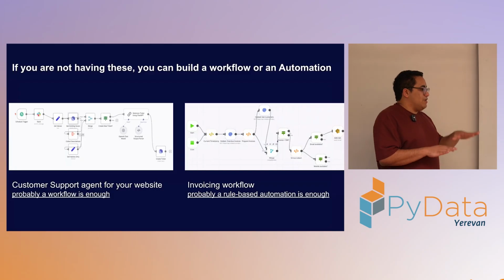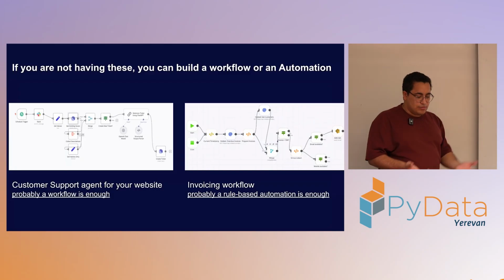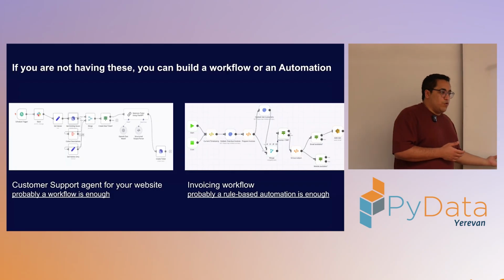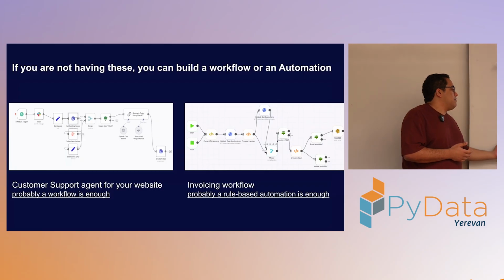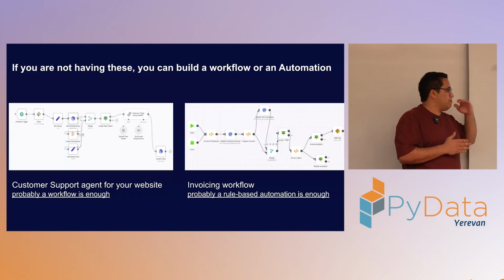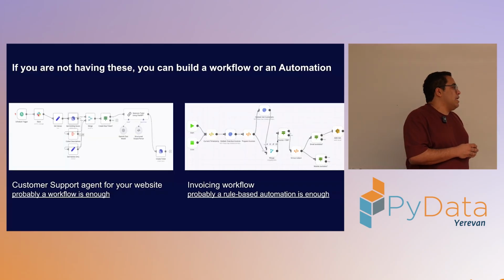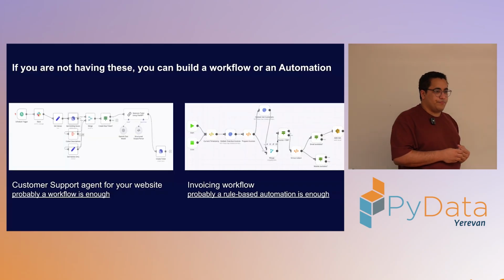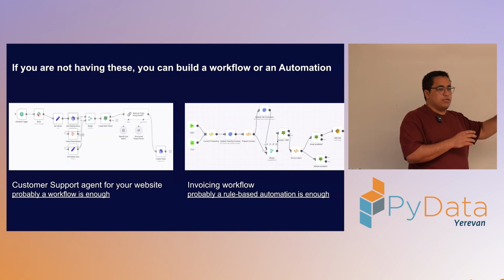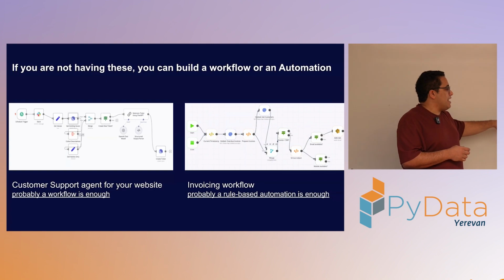And there are two lower, less complex levels of agents that you can build. They're called a rule-based automation and a workflow. A workflow is anything that you can build deterministically. If your rules are linear, for example, if you are building a support agent for your website, and assuming this website is hotel booking, something linear, to build this you can have a workflow.